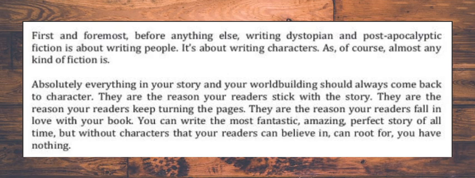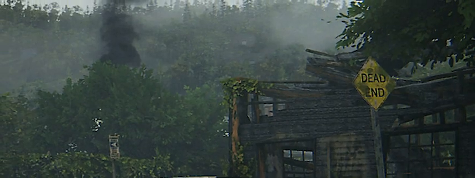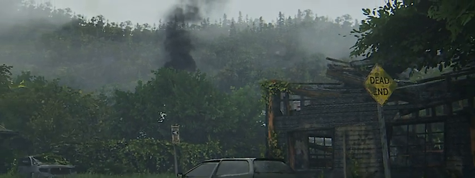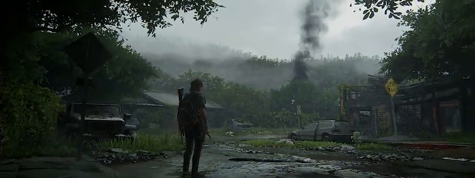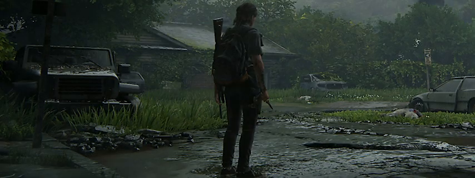They are the reason your readers stick with the story. They are the reason your readers keep turning pages. They are the reason your readers fall in love with your book and or story. You can write the most fantastic, amazing, perfect story of all time, but without characters that your readers can believe in, can root for, you have nothing. In other words, if you want to highlight the haunting beauty of your apocalyptic world and make it feel real and lived in, you need to have real people living in it.